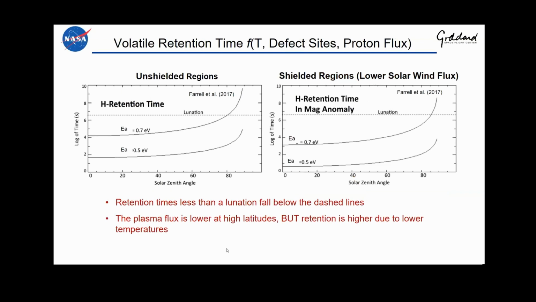So just briefly, excuse me for the cough, the volatile retention time depends on temperature, which is shown nicely here by some work done by Bill Farrell, defect sites, which can be represented by an activation distribution of energies, and the proton flux. And that's what these two graphs are showing here. So it's showing that for times above that dashed line on both plots, the hydrogen is retained over illumination, so it can build up. However, near the equatorial regions, you can see that it diffuses less than illumination, so you can get a diurnal effect.